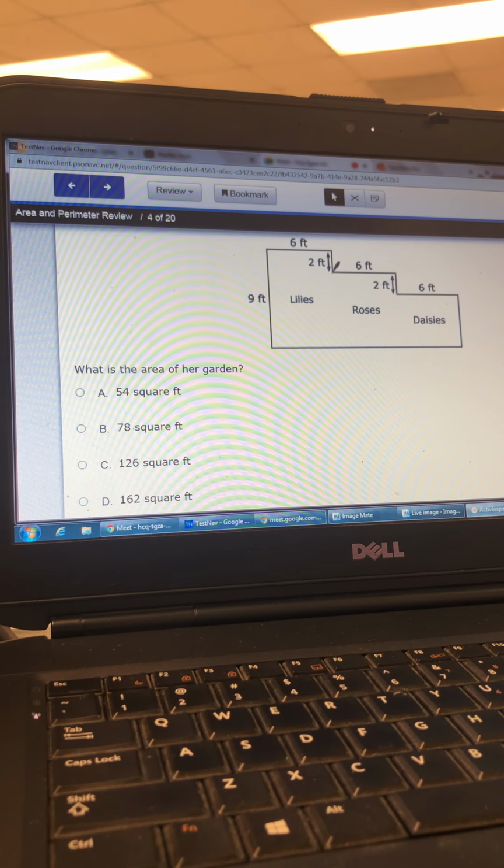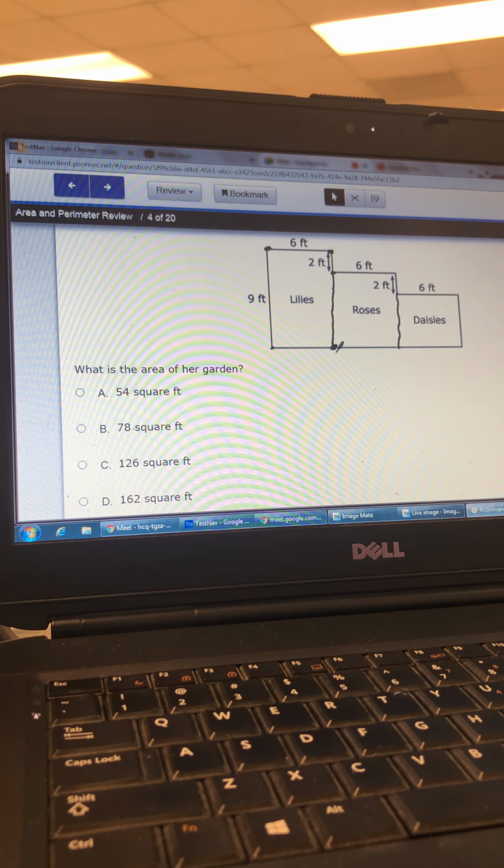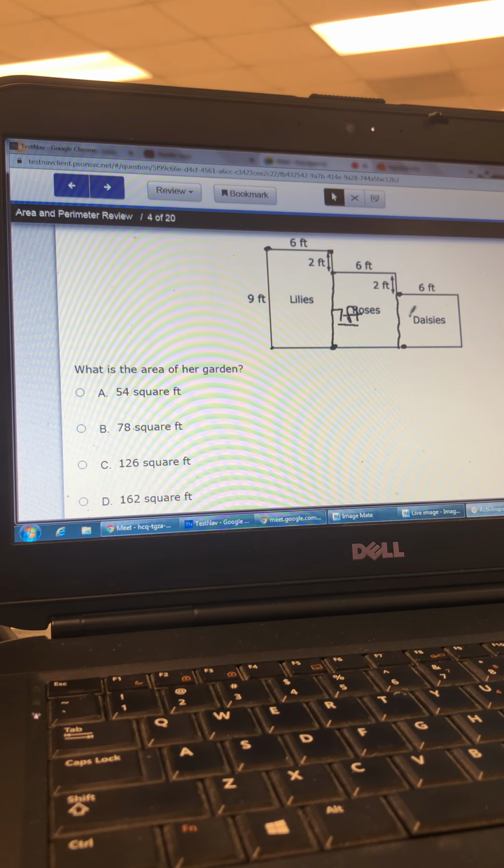All right, so what I'm going to do is partition it this way. I know that this is 9 feet right here on this side, from here to here. So that means this is also 9 feet. But this is 2 feet shorter than 9 feet. So I have to say 9 minus 2, which would give me 7 feet. And then this is 2 feet shorter than 7, so that would be 5 feet. So now I have a 9 by 6, a 7 by 6, and a 5 by 6.